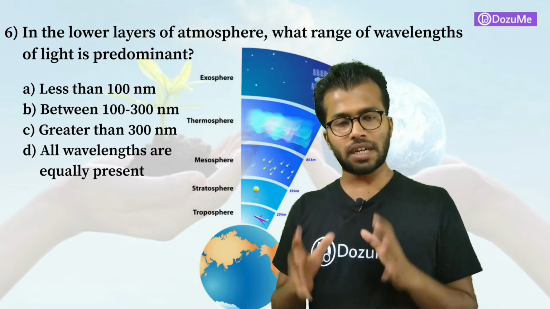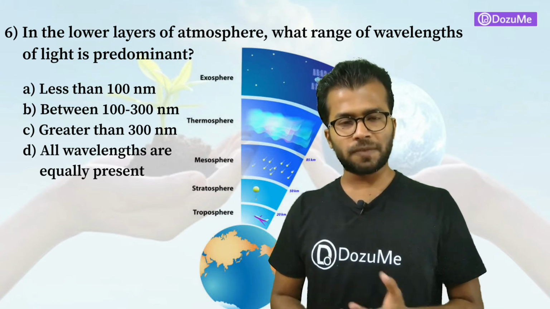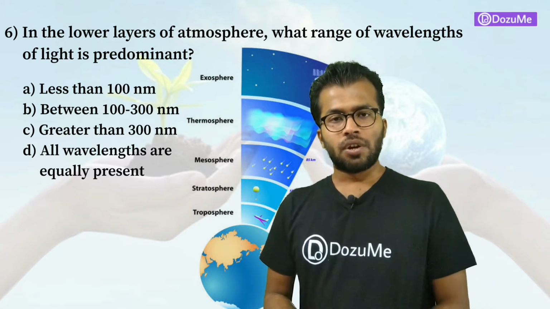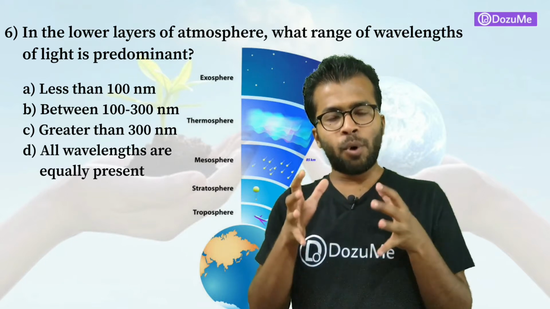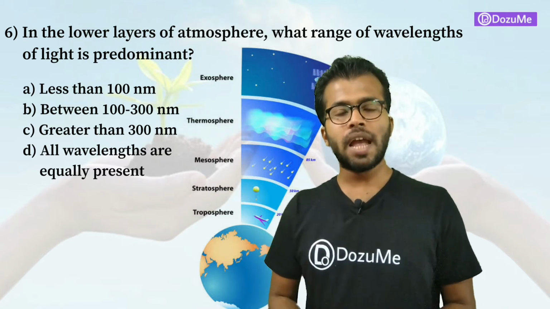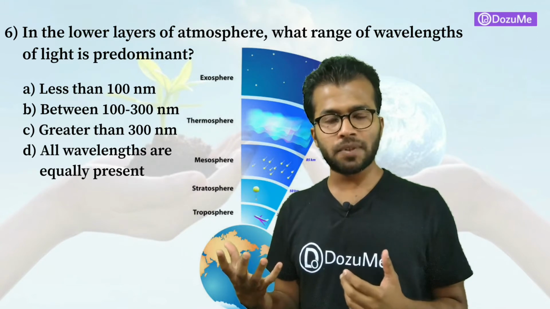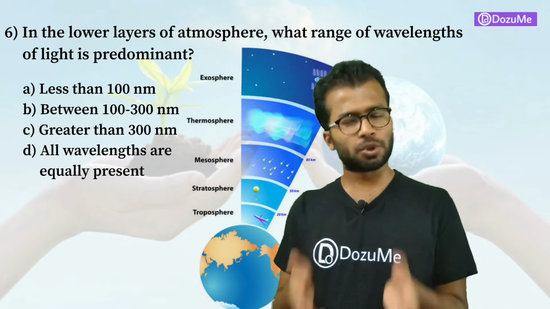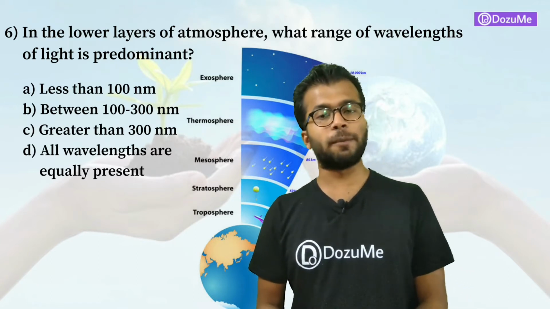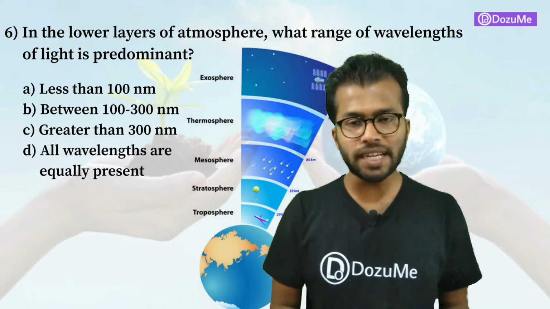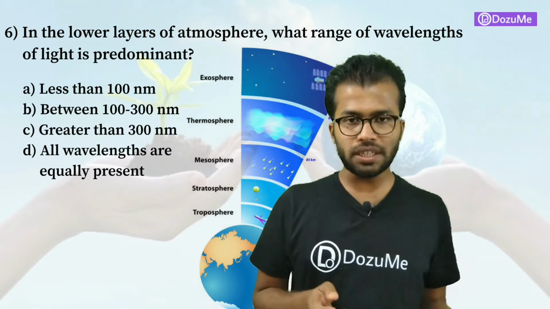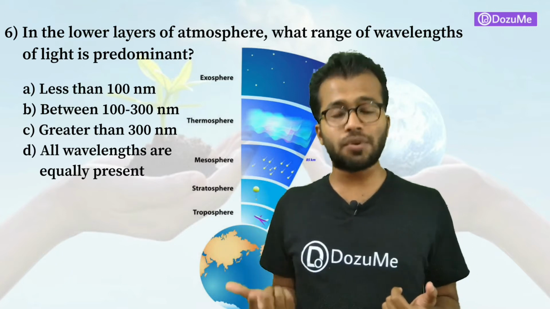All of you know there are 5 layers of the atmosphere: troposphere, stratosphere, mesosphere, thermosphere and exosphere. Troposphere is the lowest layer of the atmosphere which extends up to 12 km, and exosphere is the outer layer of the atmosphere which may extend up to 10,000 km, though it does not have any clear boundary. Talking about the wavelength of light, just like sound wavelength, we can't hear below 20 Hz and we can't hear above 20,000 Hz.